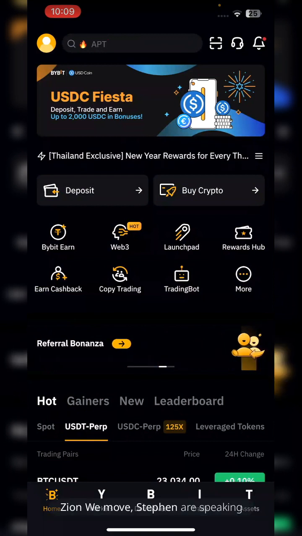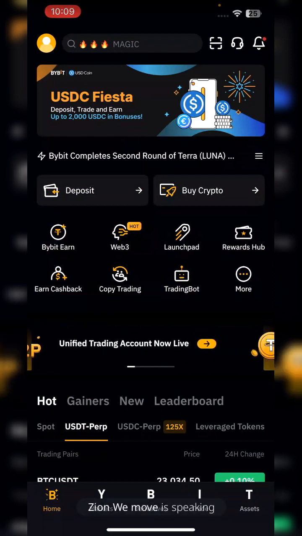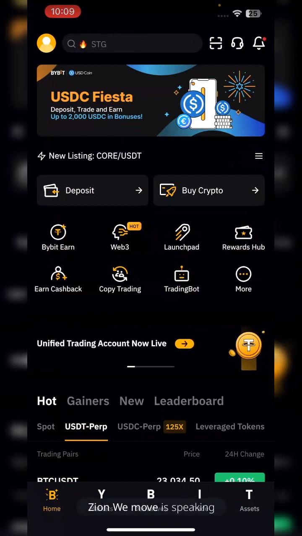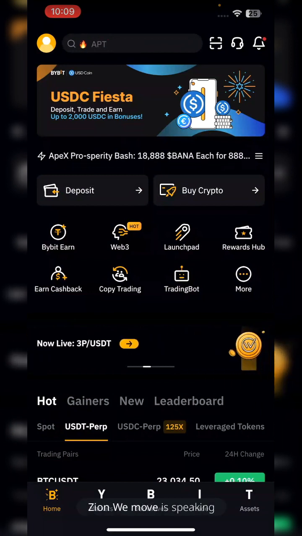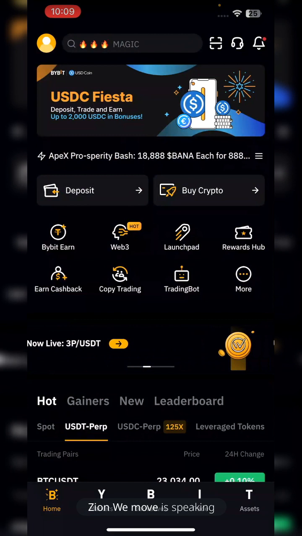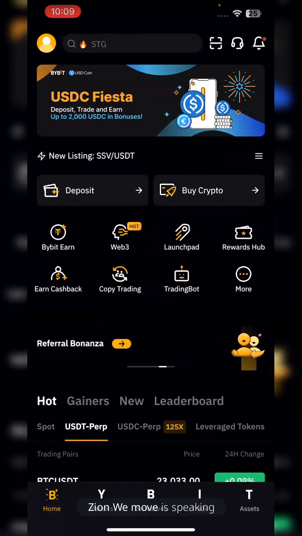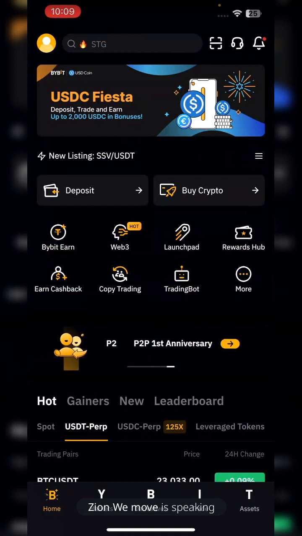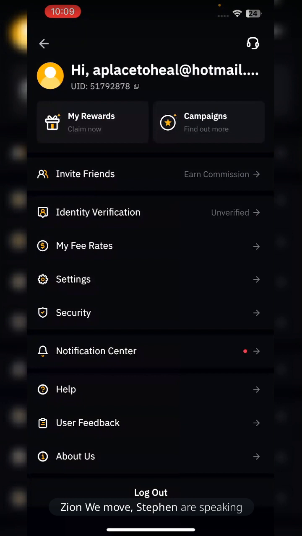So I'm not seeing it. I'm seeing yellow. Yes, that is it. Just click on it. Okay, sir, I've done that. So what did it show you? I saw invite friends and identity verification. Good. Just click on that invite friend.